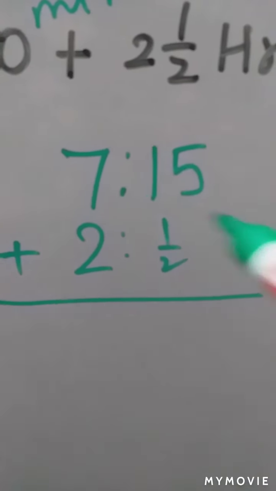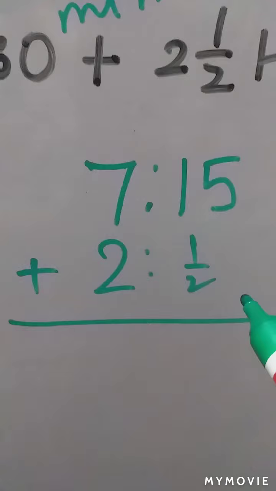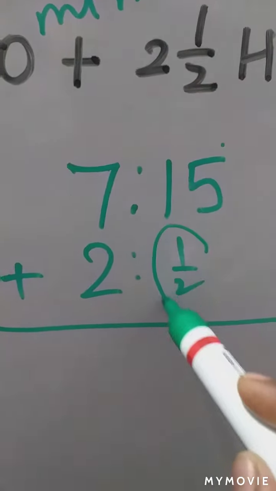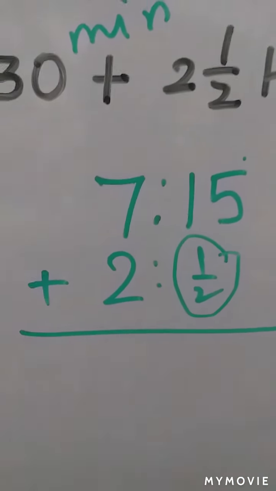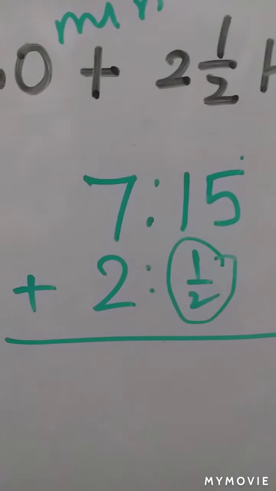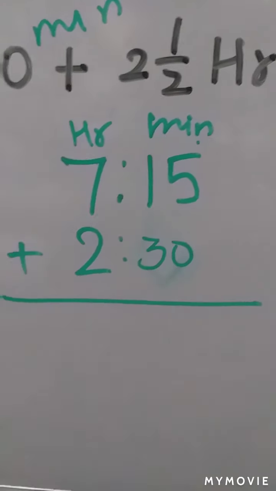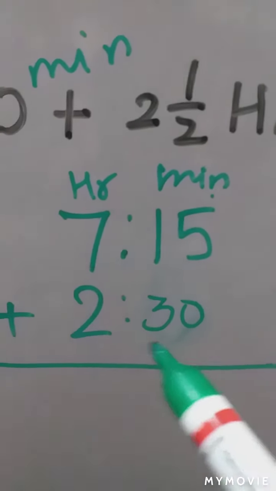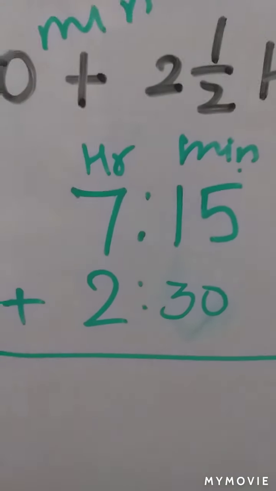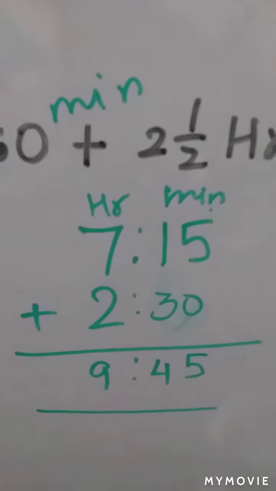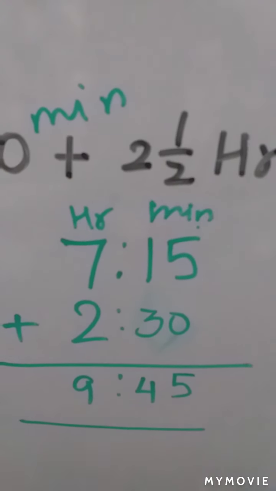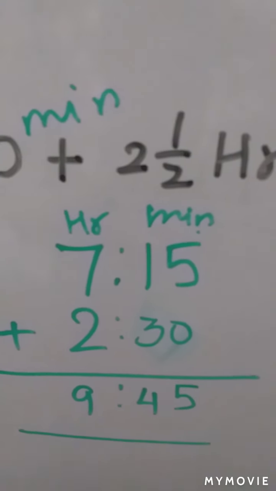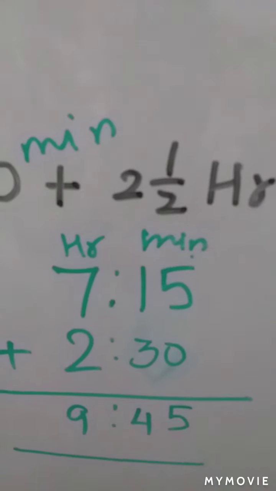Now see, 7 hours 15 minutes plus 2.5 hours. Now this is half hour, but this is minutes. So we will convert this into minutes, and half hour means 30 minutes. So instead of 1/2 hours, we will write minutes, that is 30. As you can see, to 7 hours and 15 minutes, we add 2 hours and 30 minutes. Now we can simply add this. When I added 7 hours 15 minutes and 2 hours 30 minutes, that is the travel time of Nazia, we get 9:45. You can simply add, there is no conversion of minutes into hours here.